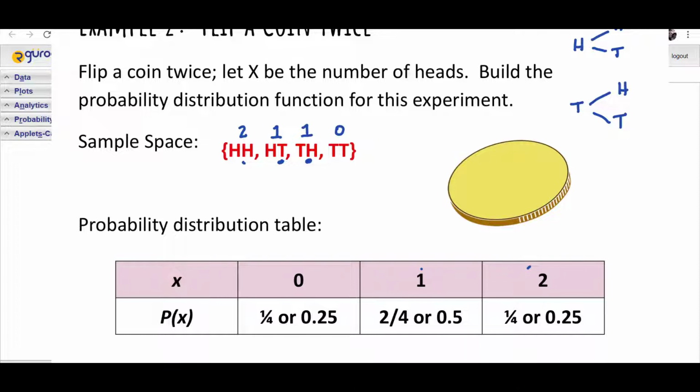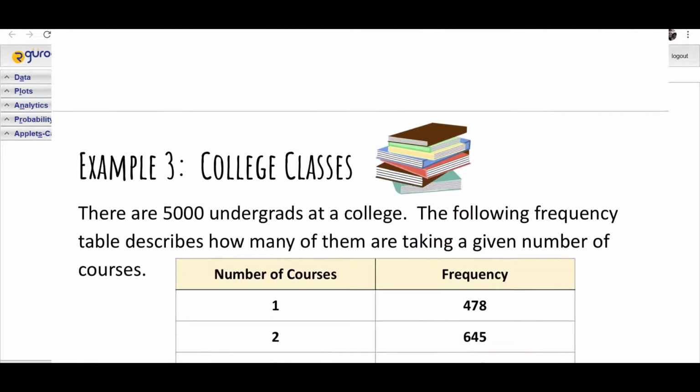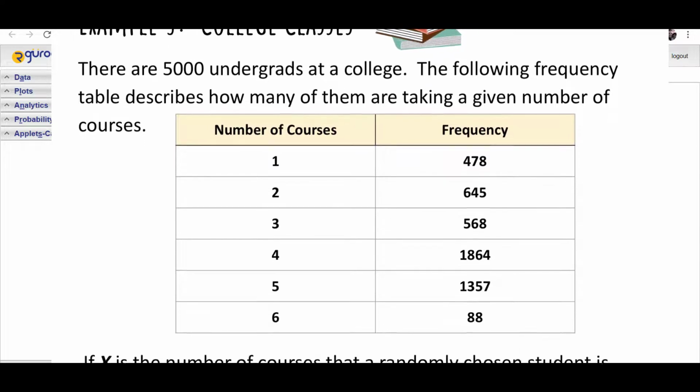So sometimes it's helpful to list out that sample space first so that it can help you to count all the possibilities for your random variables. You can use it here too.